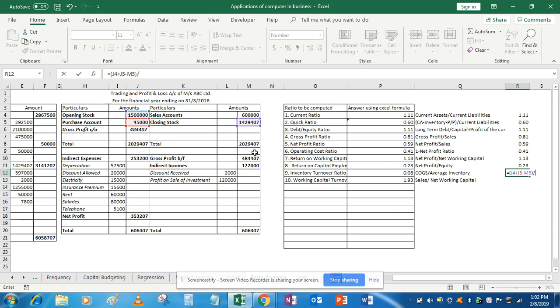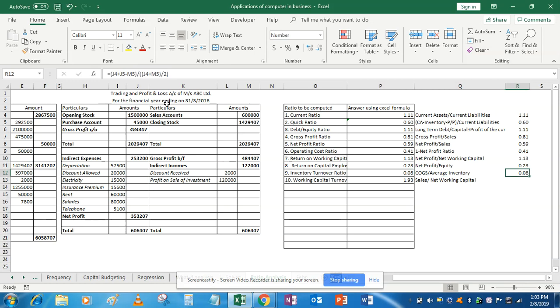Now for the average inventory. Average inventory is basically opening stock plus closing stock, divided by 2. Now you have to use double brackets here. Otherwise, what will happen if you use only a single bracket? Then the 2 will get multiplied with the whole number. We have to specifically divide by 2 so that this particular average is calculated within the brackets. So we need this average inventory as the denominator, and first is the cost of goods sold. Use the simple formula, enter, and you'll get the amount.